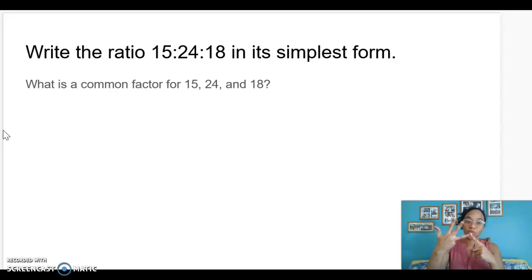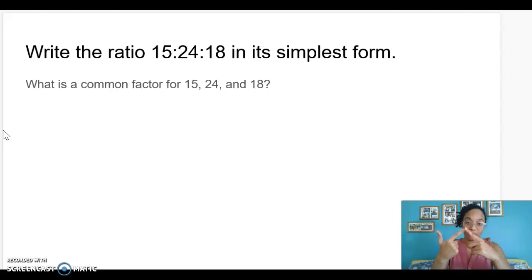Let's start from the biggest one, working down to the bottom to see if we can divide. Is 15 a factor of 24 and 18? No. All multiples of 15 have to end in 5 or 0, so I know that one's not going to work. Next, I'm going to look at 5. Is 5 a factor of 24 or 18? Nope. All multiples of 5 also have to end in 0 or 5, so that one's not going to work.